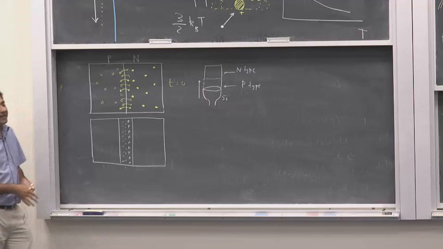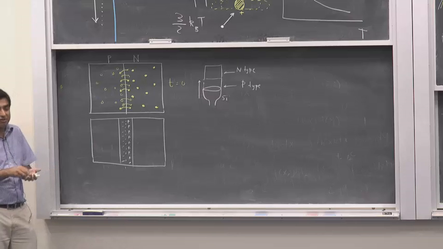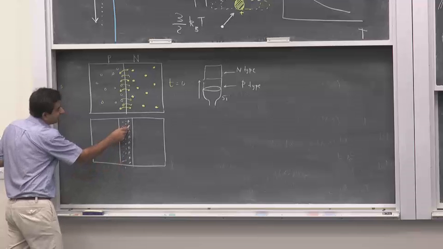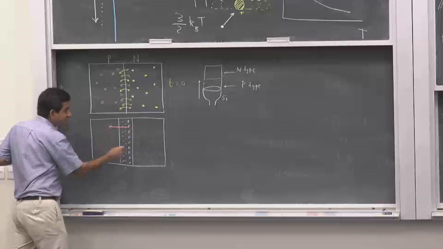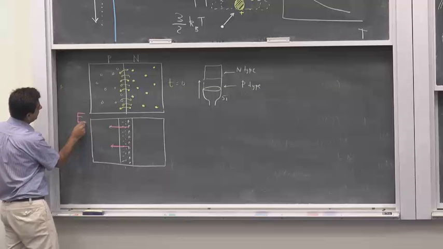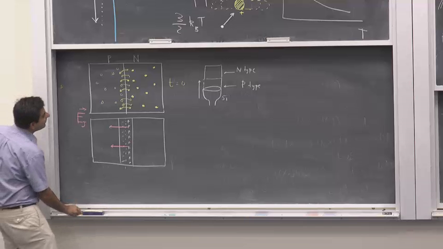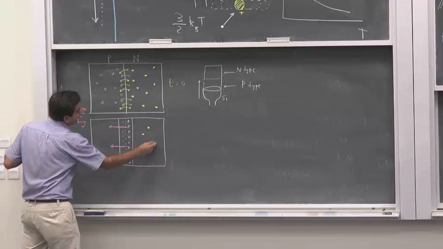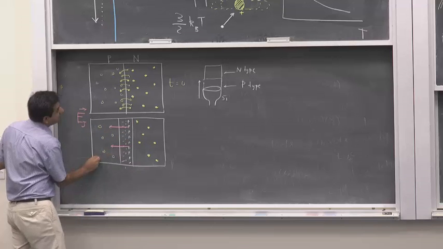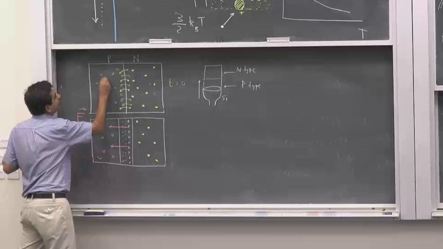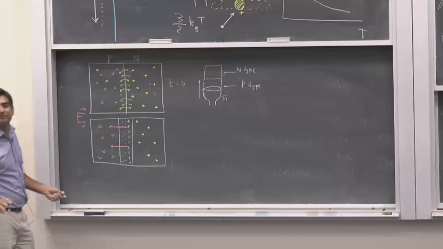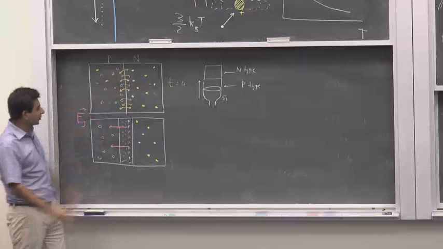Now this positive and negative charge developed at both sides of the junction produces an electric field of its own, and the direction of this electric field is like this, pointing from positive to negative. Let's call this field EJ, the field inside the junction. And still we have an excess of electrons here and an excess of holes here. By the way, we also have some holes here and some electrons here because of thermally generated electron-hole pairs, but the majority are electrons here and holes here.